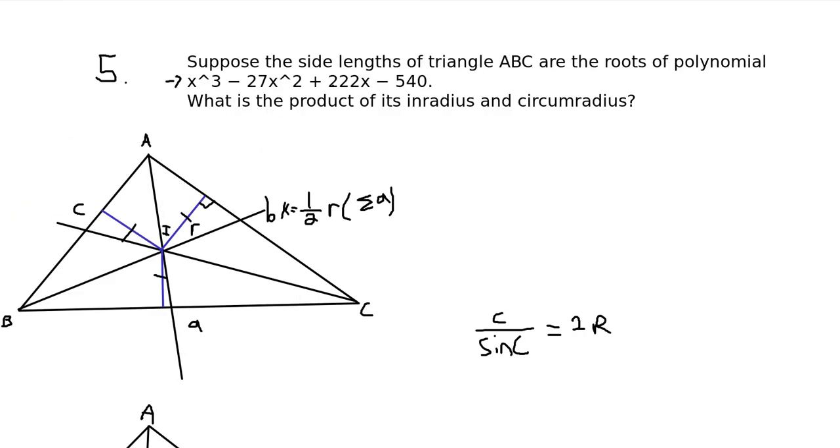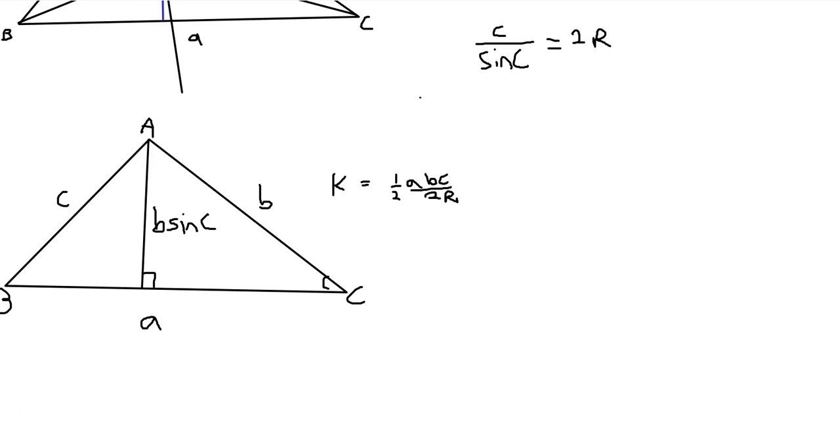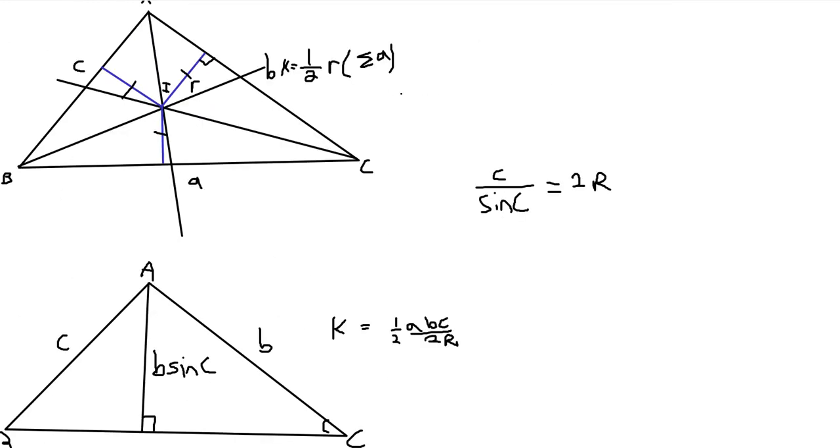And if you don't know what Vieta's relations are, just imagine you write this in factored form and then expand it and equate the coefficients. You'll see that a plus b plus c is 27 and a times b times c is 540. So now we know that 1/2 r times the sum of the variables, which is 27, is the area of the triangle, but that's also equal to abc, which we've said is 540, over 4R.